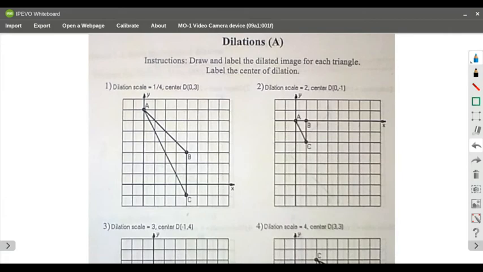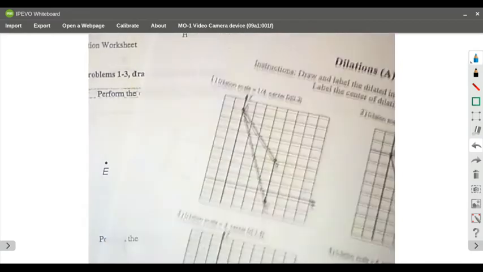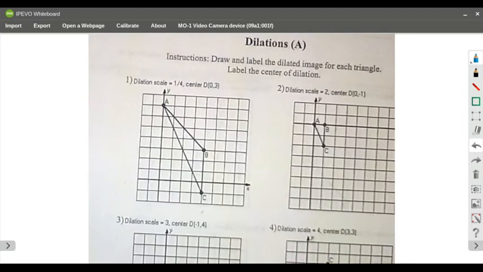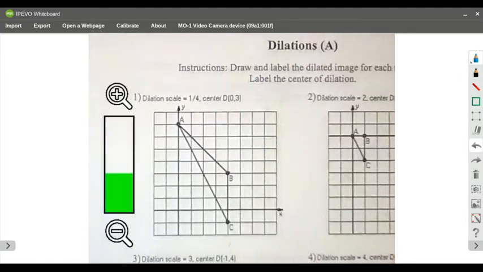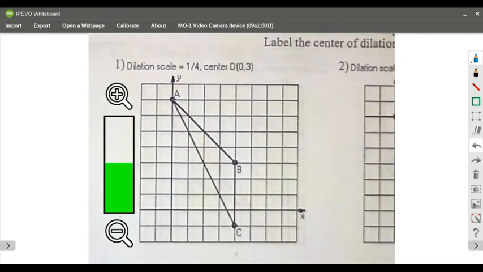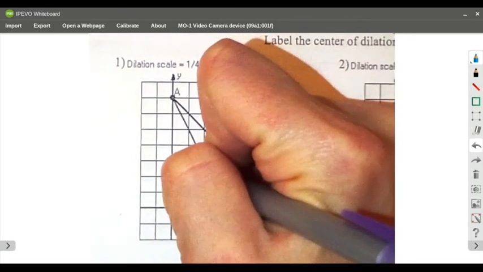So we're going to do that. And we're also going to learn how to do dilations completely off the coordinate plane. So I'm going to do a few of these examples, and then you're just going to finish whatever we don't do on these two papers. Okay, so let me zoom in a little bit here. The first thing that you want to do is plot the center of dilation. So it's going to be 0, 3, which is right here.